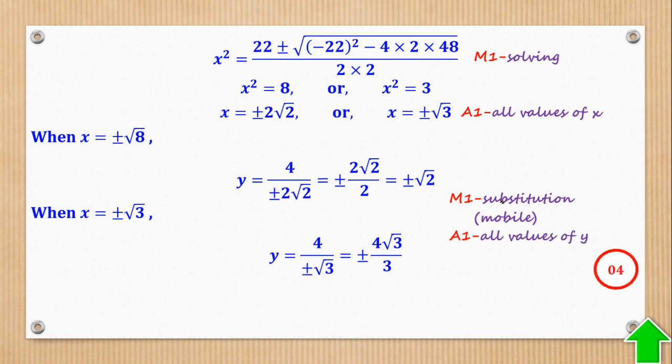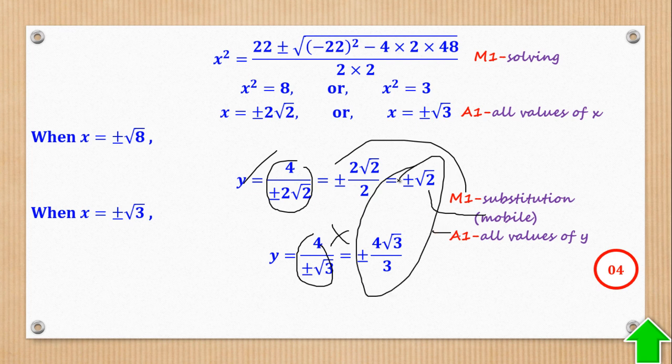Okay, so the word mobile here means a mark can be given on this substitution or on this substitution. Because sometimes the students may substitute well here and wrongly here. It means you still get 1 mark here, but this A will not be good because this A, all these have to be correct.